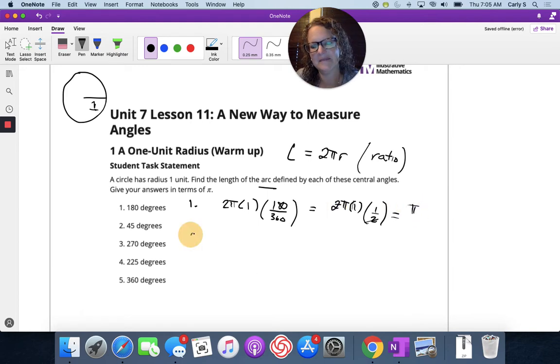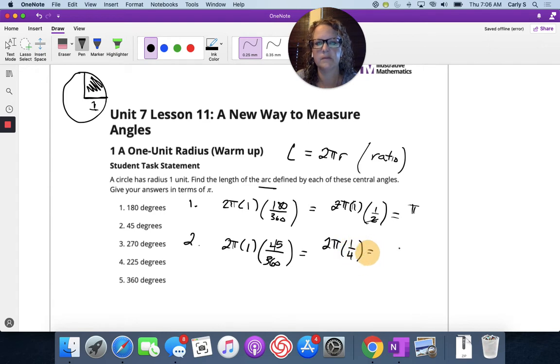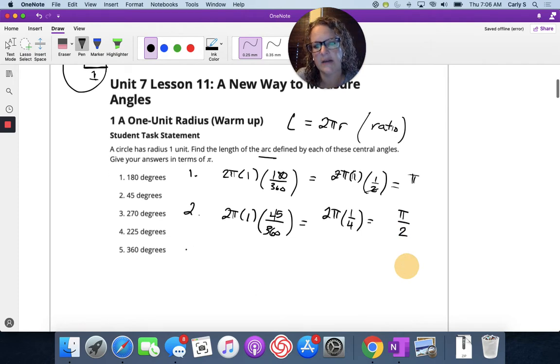All right. Number 2, 2 pi r times the ratio of the central angle over the whole circle. Now I know 45 degrees is 1/4 of a circle. So this fraction right here will reduce to 1/4. So that's going to reduce to just pi over 2. And you can grab your handy dandy calculator and double check that, no worries.